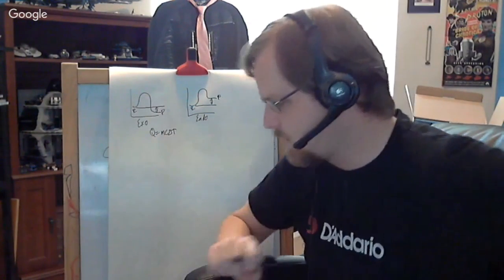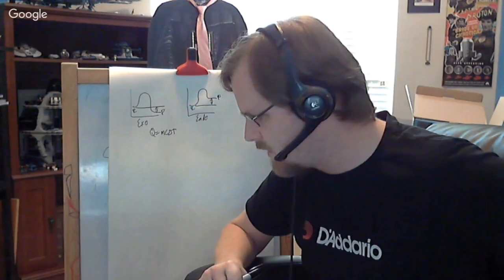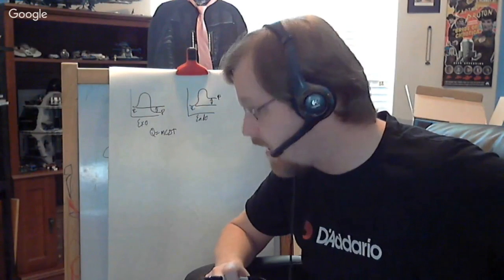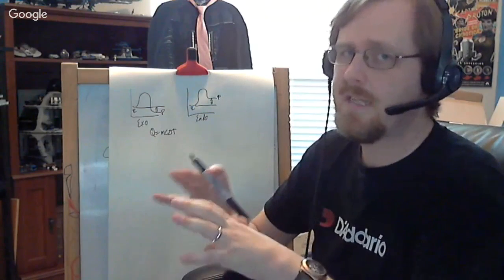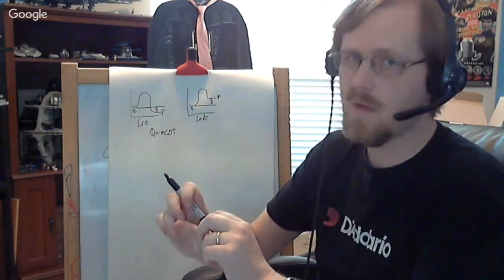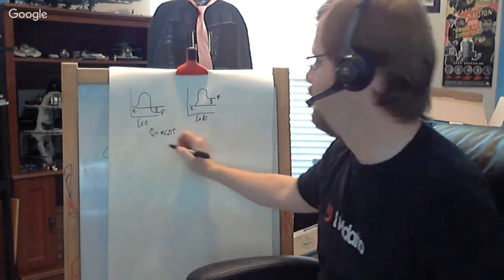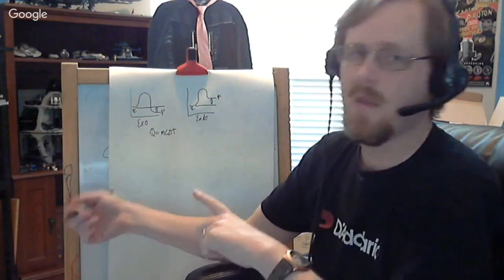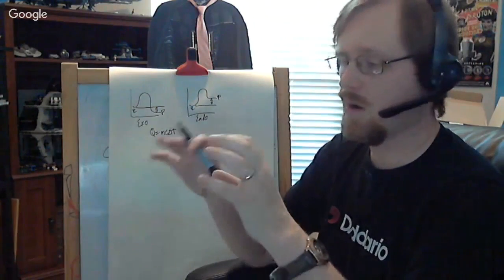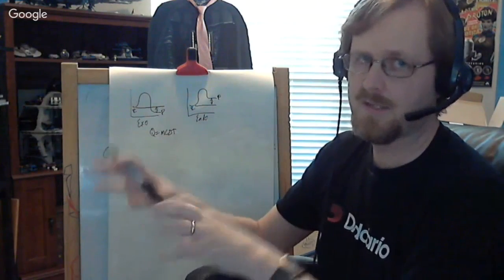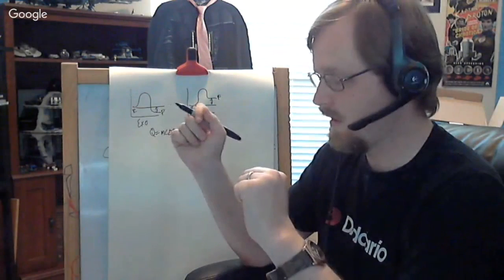All right, so we got a question about calories. The specific heat for capital C calories is 0.001. But for lowercase c calories, it's 1, because there are 1,000 calories in 1 kilocalorie. So there's your conversion rate on that one.